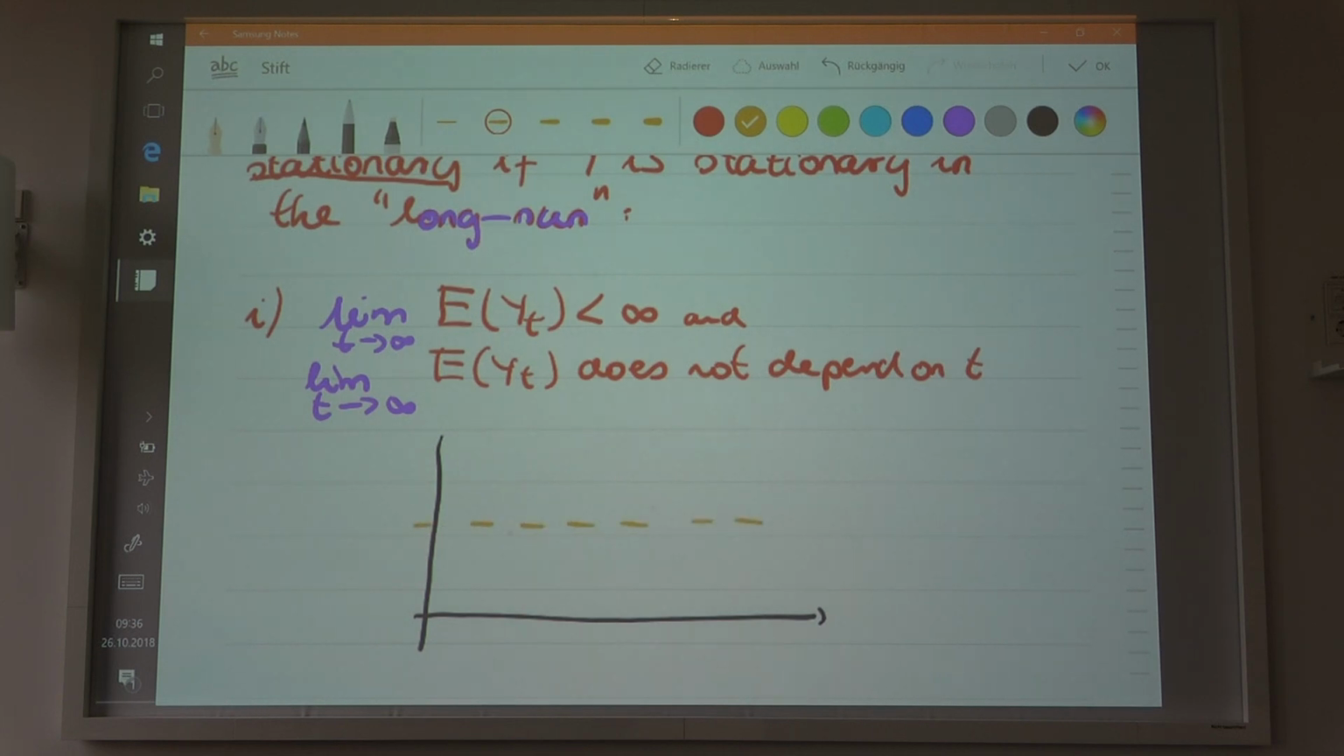So this was basically a stationary process where the mean was constant. And here, for instance, it could be something like this. Let's say the mean is something like this. So the time dependency could disappear in the long run. Now, this is basically what you have here. And if that is also true for the variance, then you basically have that the process is stationary in the long run, or you can say asymptotically stationary. So this is what it means.